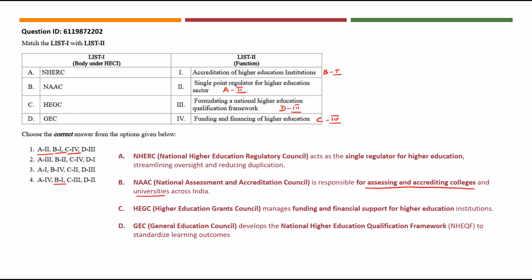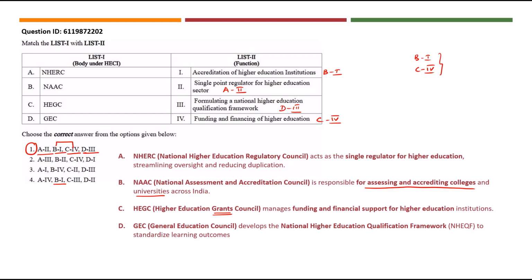A2, B1, C4, D3 is available in option 1. Option 1 will be the right answer. NAC can help you go for B1 and HEGC. When you understand Higher Education Grants Council is there, this will be related to finance. So B1, C4 can be found out if you know the expansion of NAC and HEGC. If you find these two answers, 1 and 4 is available only in this particular option. Through that you can answer this question.